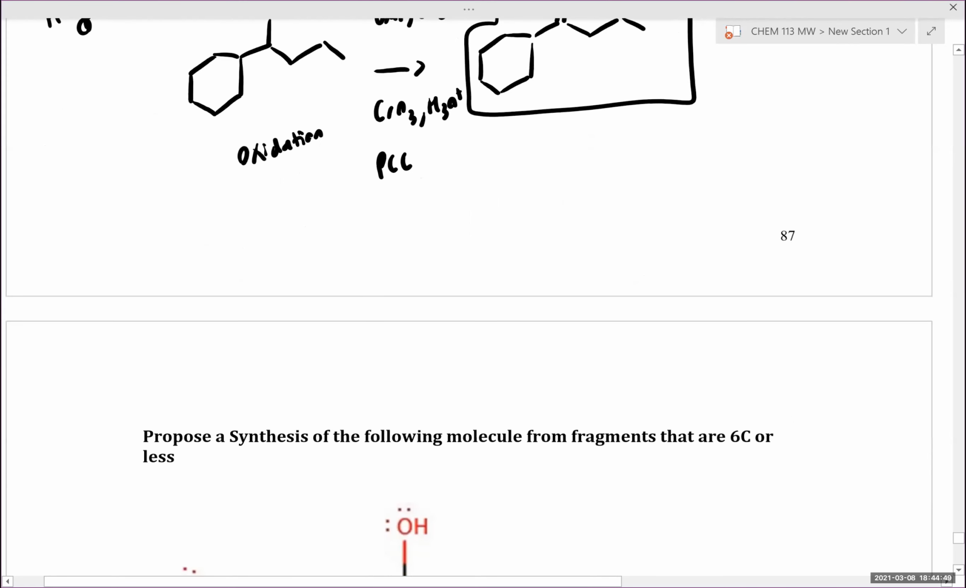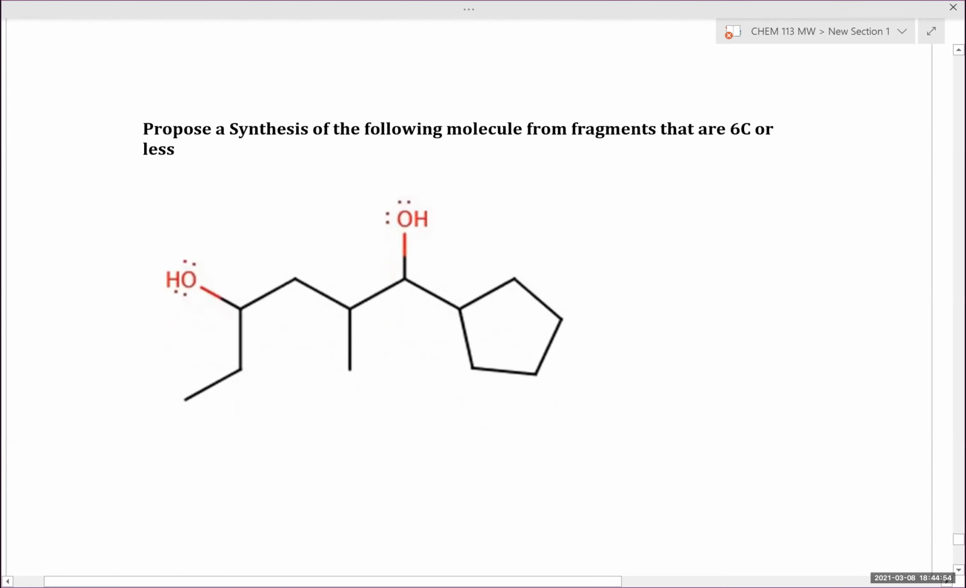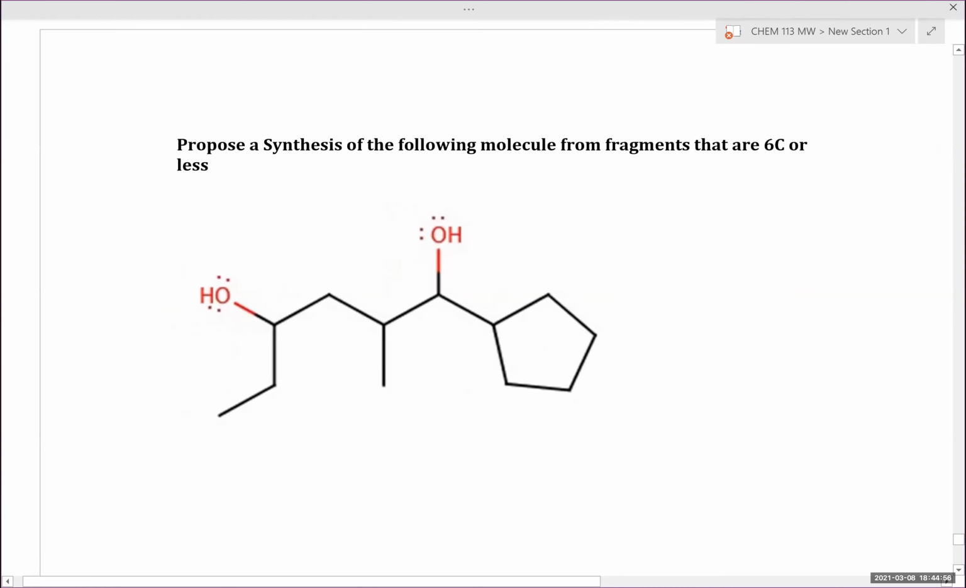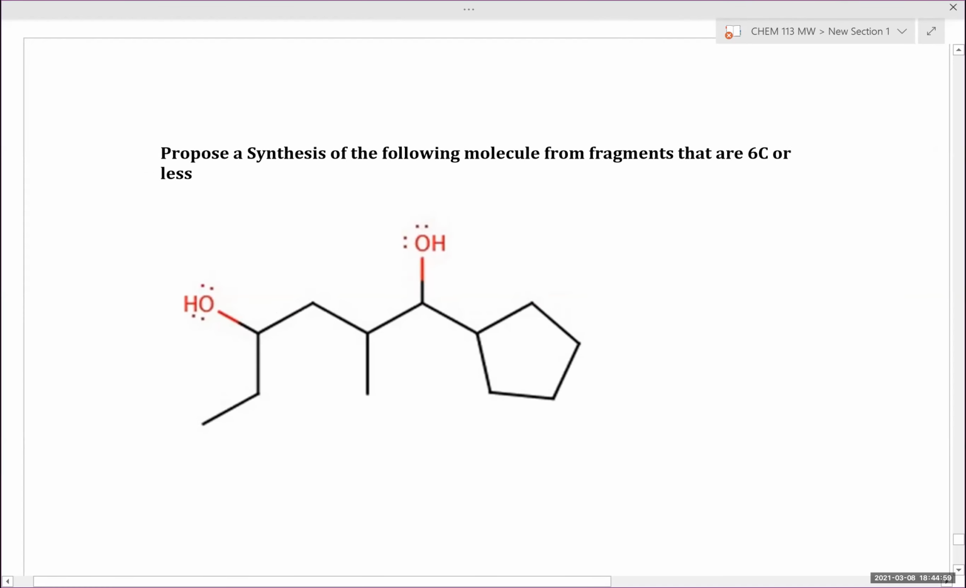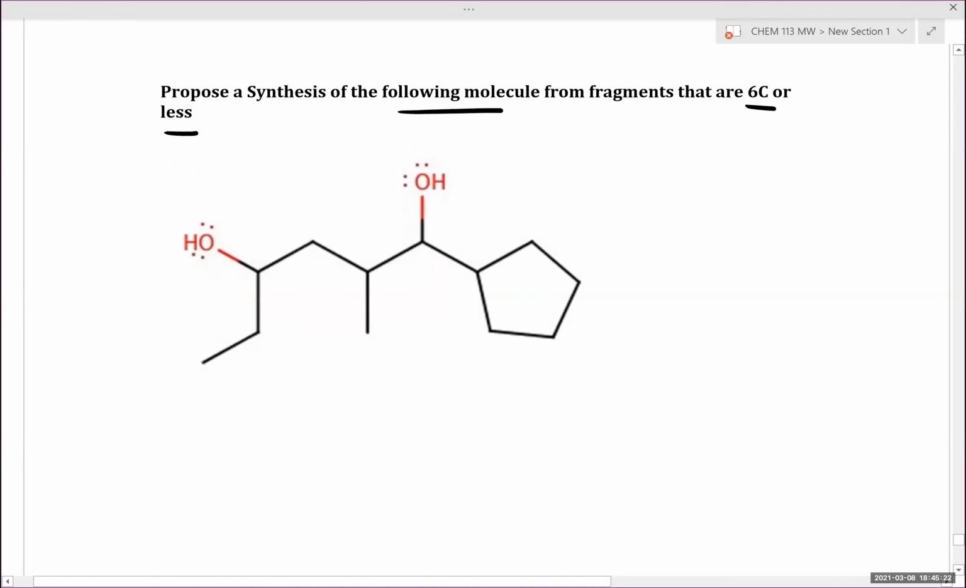Okay. So let's look at another case where we have to utilize reactions that we've learned in this chapter, be it use of protecting groups, oxidation, reduction, and use of Grignards as reagents to form carbon-carbon bonds. And let's try to propose a synthesis of the following molecule from fragments that are 6 carbons or less. So let's take a moment and look at this structure.